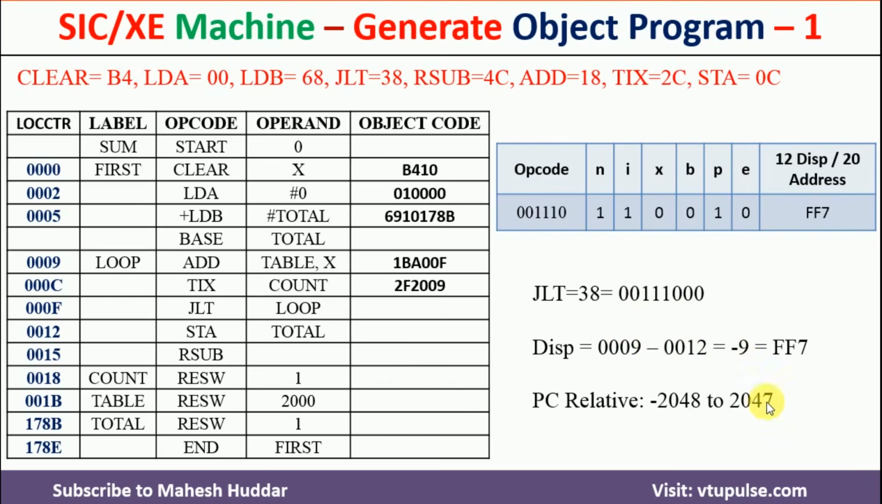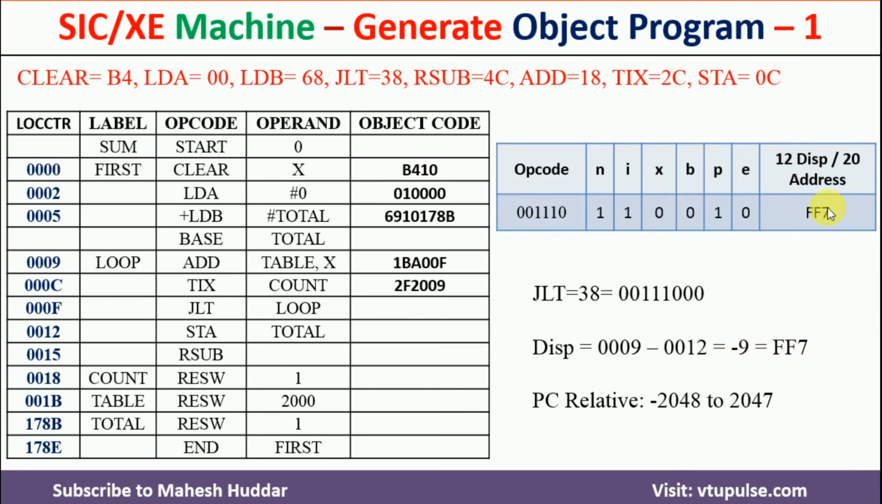Because this minus 9 falls in this range, p is equivalent to 1 and v is equivalent to 0 here. Now this minus 9 we cannot write in the displacement. So what we do, we will convert this into 2's complement form. If you calculate the 2's complement form of 9, you will get FF7. So that is FF7, the displacement in this case.